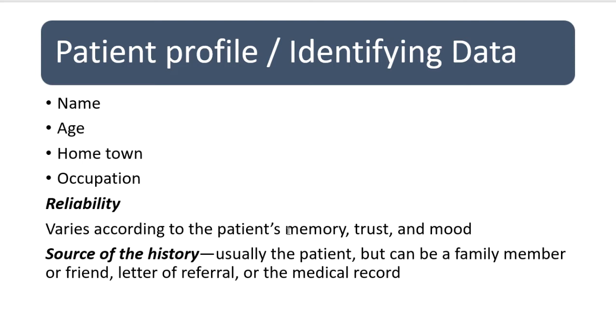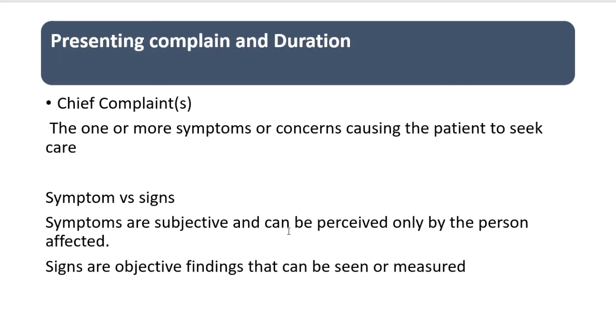So the first thing in the skeleton, you can draw it, students: the patient profile, the identifying data. What other things are there? Name, age, hometown, and occupation. These are called the patient profile, right? Then you go for the presenting complaint and duration. Students, I have seen most students say only the presenting complaint. They don't ask about the duration. That is very wrong. That is a pitfall, students. You have to have a clear understanding about the duration, right?